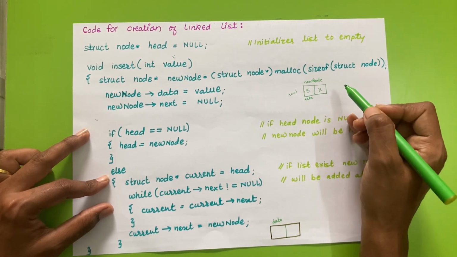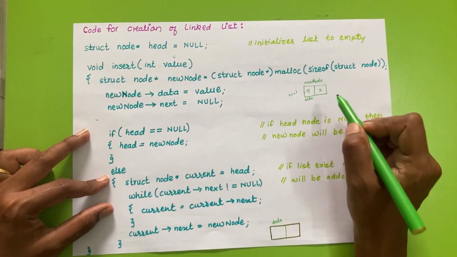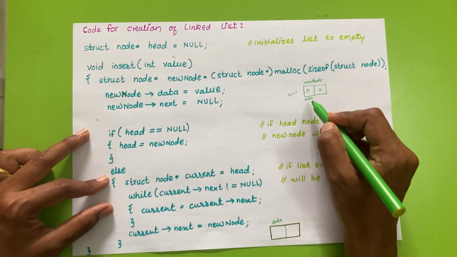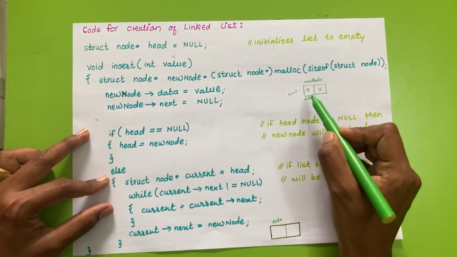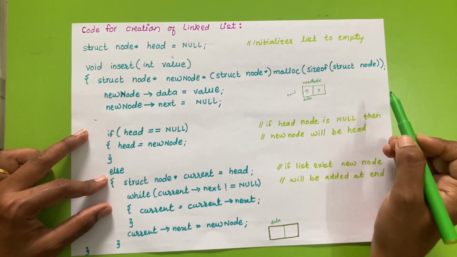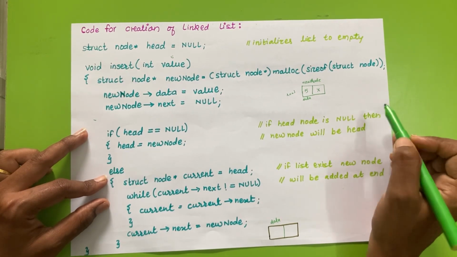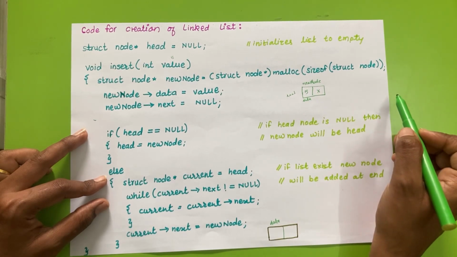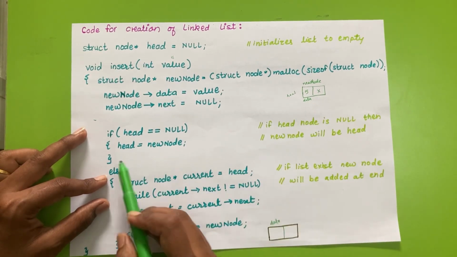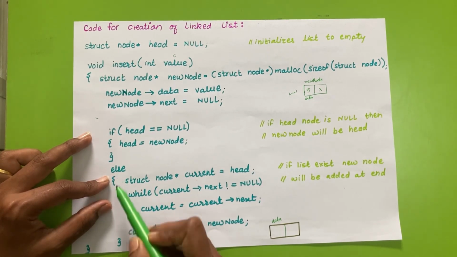So what will be the procedure? We have to traverse the whole linked list. We don't know how many nodes are present in the given linked list. So for that purpose, we have to traverse the linked list from head to the node whose pointer is null. So we have to traverse up to that point. That will come in the else part.